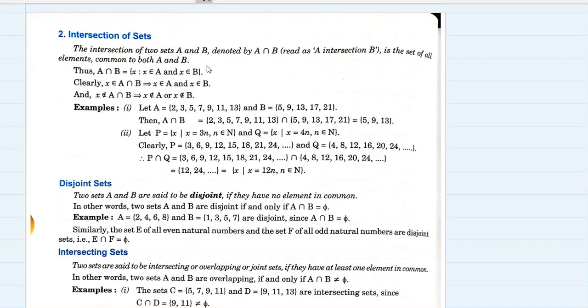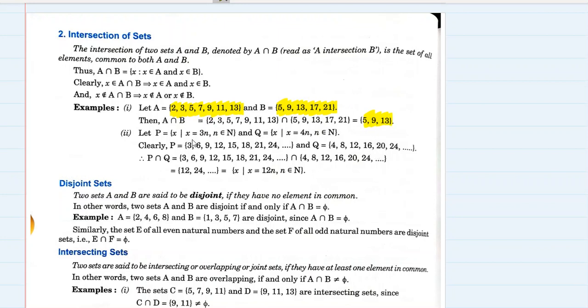That means A intersection B is a little bit different than union. In union, you write all the elements which are there in set A and set B together in a single set. But in intersection, you write all the elements which are common to sets A and B. मतलब हम सिर्फ common elements को लिखते हैं. ठीक है. So एक example देता हूँ, बहुत easy हो जाएगा ये example से. If A is {2, 3, 5, 7, 9, 11, 13} and B is {5, 9, 13, 17, 21}, then A intersection B is the intersection of these two sets. That means I will just write the common elements, that is 5, 9 and 13.